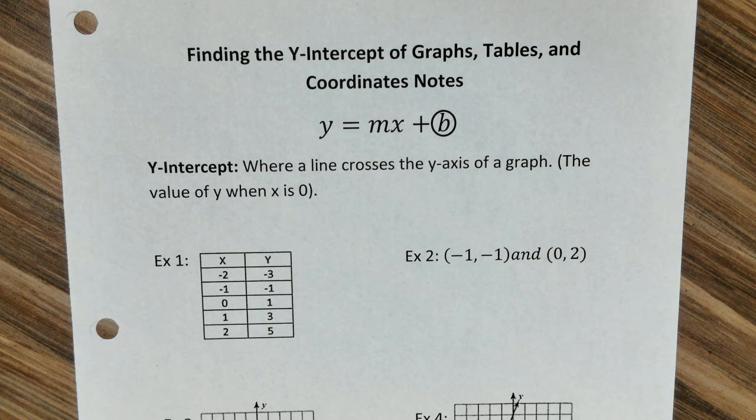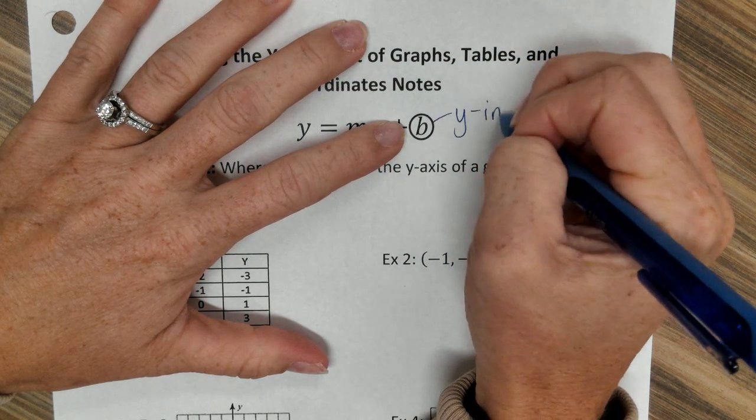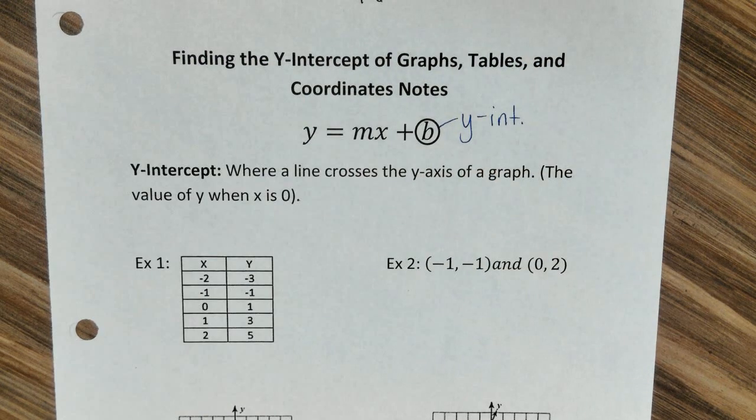So right here, I want you to write: the B is the Y-intercept. Now, when we were doing word problems, it was the one-time fee or the starting amount. But on a graph and on coordinates, it's the Y-intercept. So, let's talk about what a Y-intercept is.